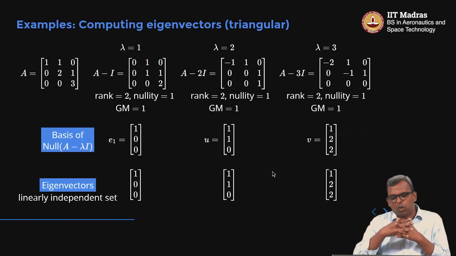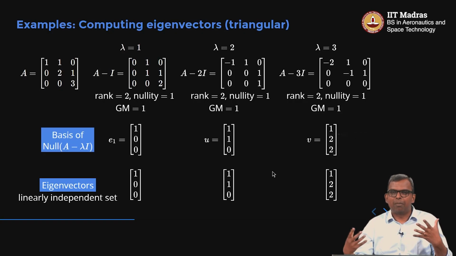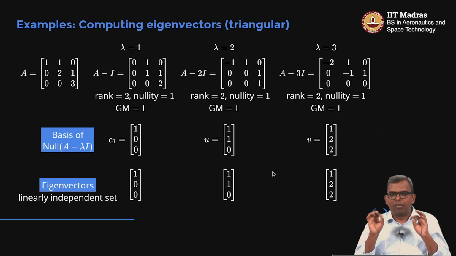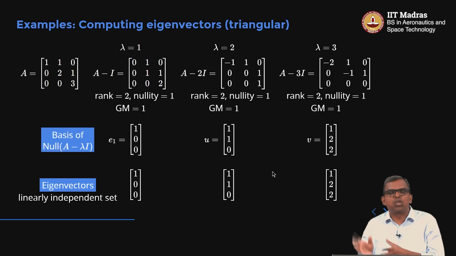The moment you go off diagonal, some interesting things happen. You are not going to get the canonical basis vectors as eigenvectors. Eigenvectors become interesting, you have to write down and solve it, but at least in this particular case some good things happen. Every eigenvalue, whatever algebraic multiplicity it had, the same geometric multiplicity also we got. Okay. All of them had algebraic multiplicity 1. So, you got geometric multiplicity 1. Okay. So, that is something important.